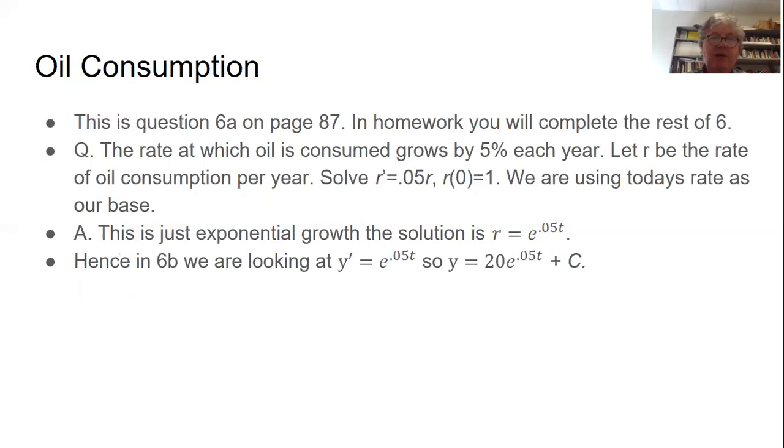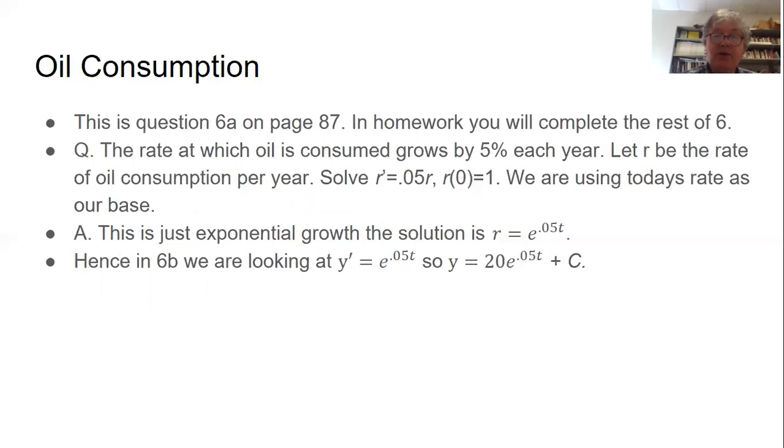And we'll finish by looking at question 6, because I'm giving you that for homework. Question 6a is a question on oil consumption. For homework, you will be completing the rest of this question. The rate at which oil is consumed grows by 5% each year. Let R be the rate of oil consumption per year. Solve for R prime.